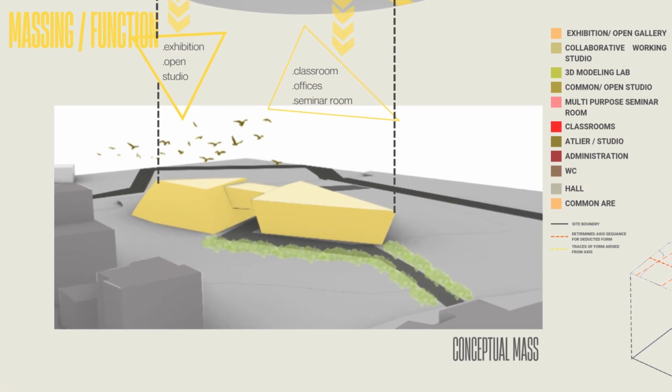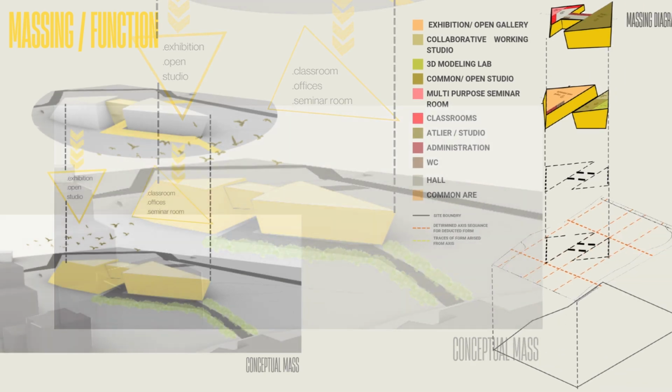The result is the conceptual mass seen here. It is a dual-volume composition connected by a central bridge. This is the inevitable form. It isn't just a creative choice, but the final conclusion of our deductive process.